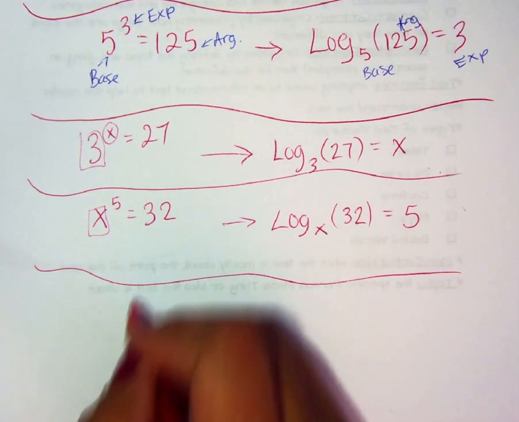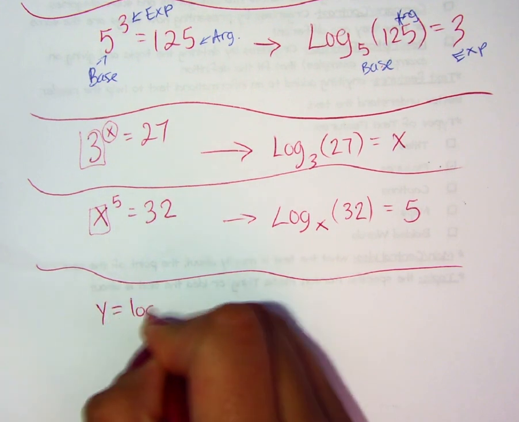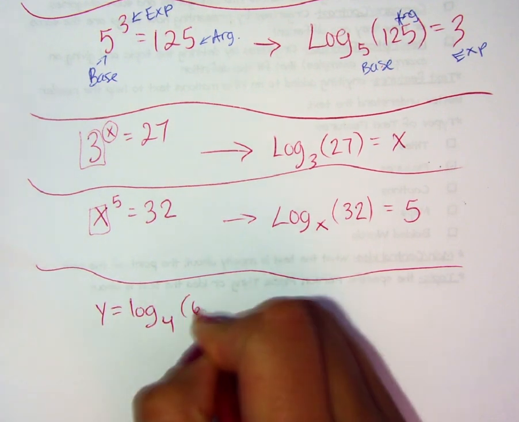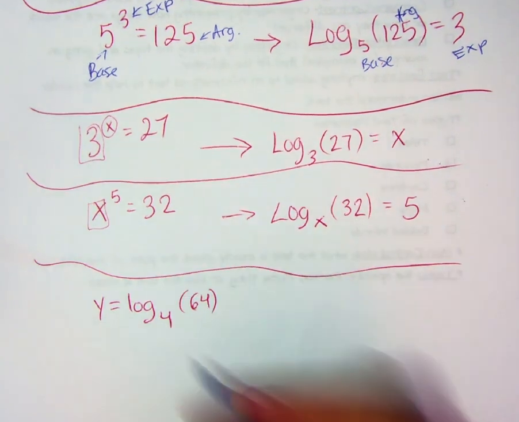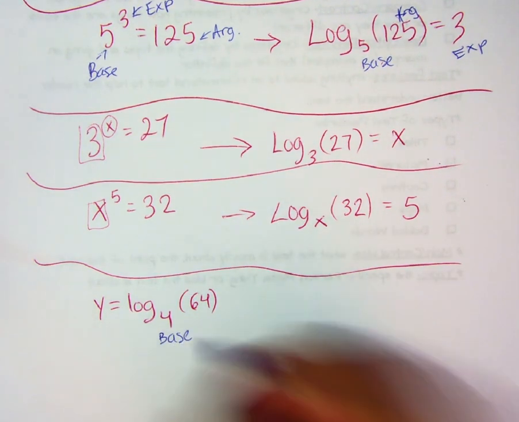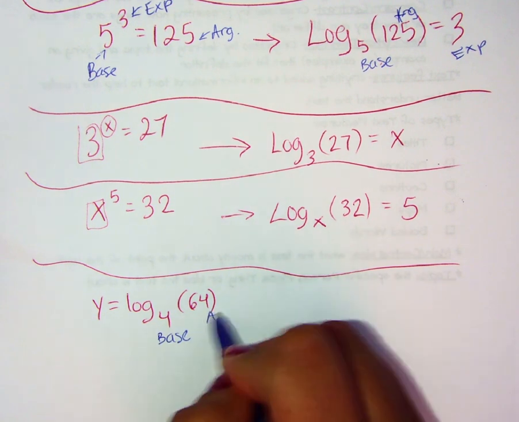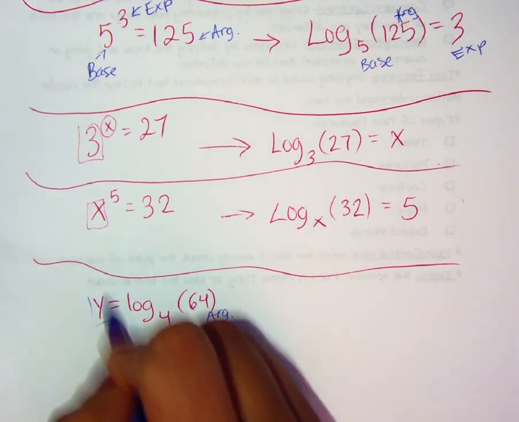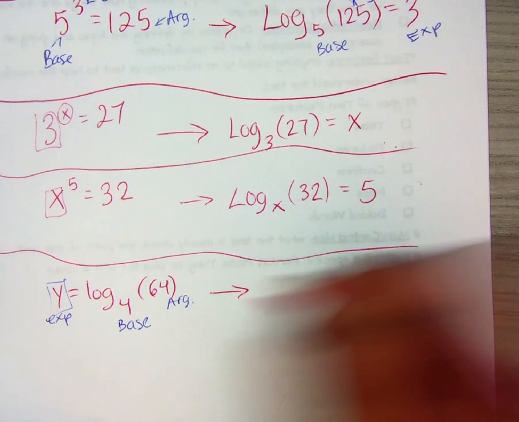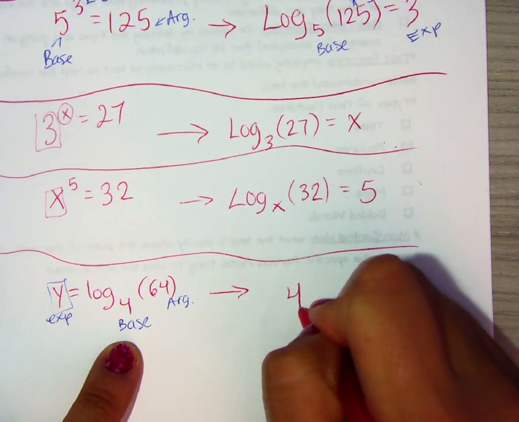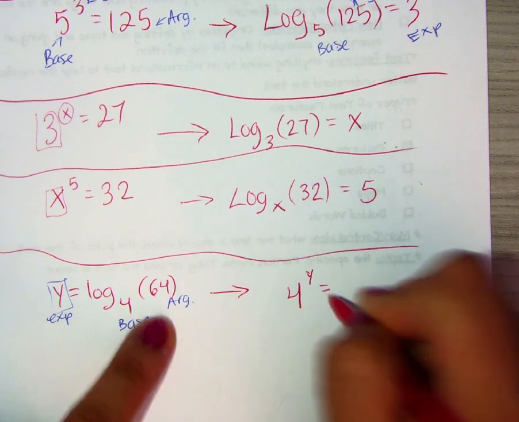Now you have in your notes the logs, and you need to write them as exponents. So similar process, we recognize that this is the base, and the base is never next to the exponent, so this is the argument. Therefore, this is the exponent. So when we rewrite it, we're going to write with the base of 4, the exponent of y, and that equals your argument.